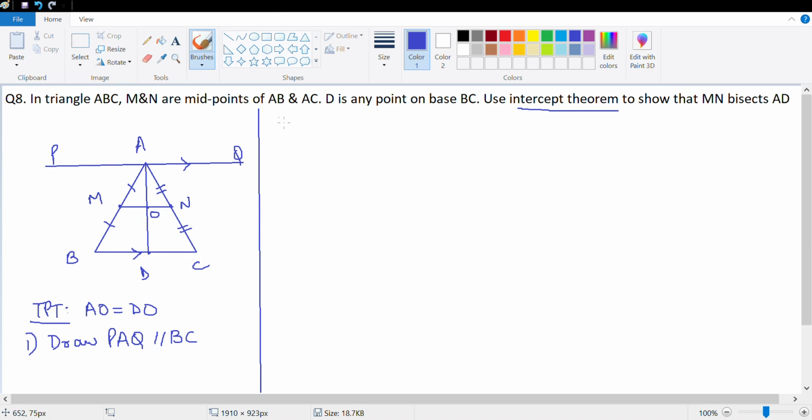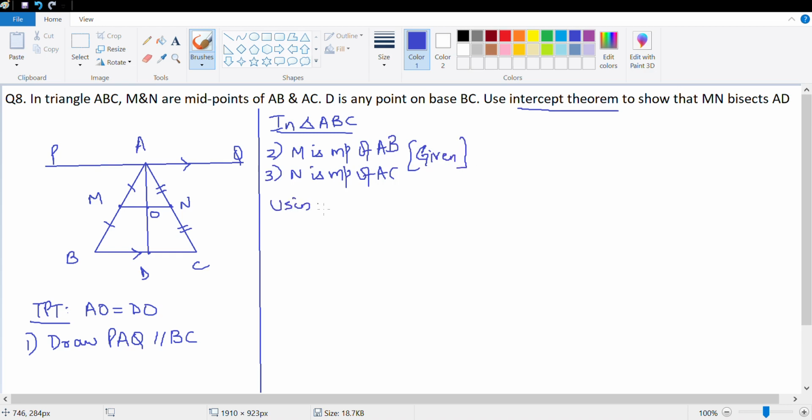So let's look at triangle ABC. Number 2, M is midpoint of AB. This is given. And number 3, N is midpoint of AC. This is also given. So using midpoint theorem, I've said this earlier, you cannot write MPT in your exam. Here, since we're doing many questions, I'm using the short form. But in an exam, if you need marks, you will need to write midpoint theorem. So what I get is MN is parallel to BC.